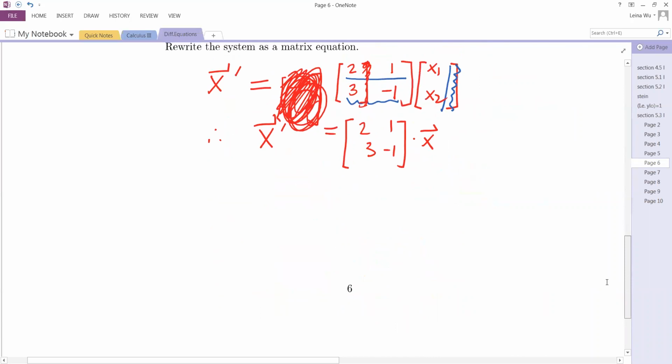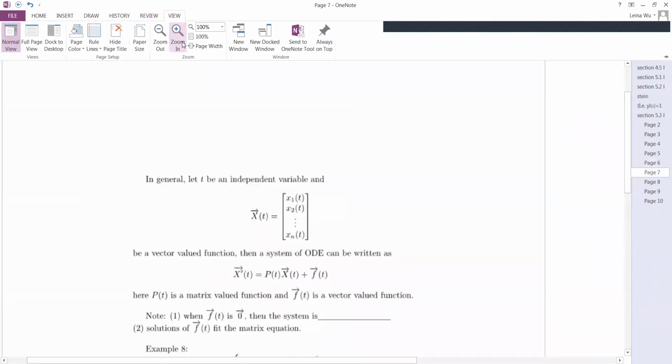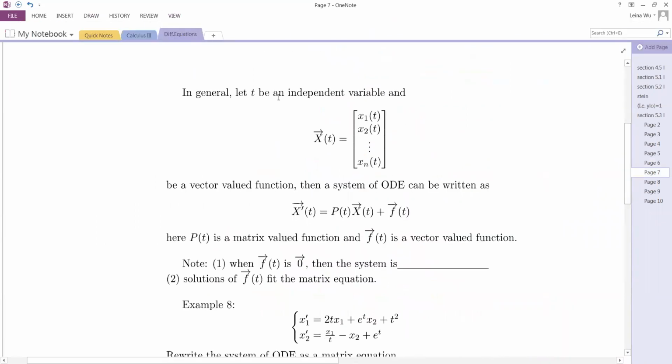Okay. Let's move on to the next page. In general, okay, so we're looking at the general case. Let t be the independent variable. Suppose t is the independent variable. And the unknown vector, x vector contains x1, x2, and x of n.